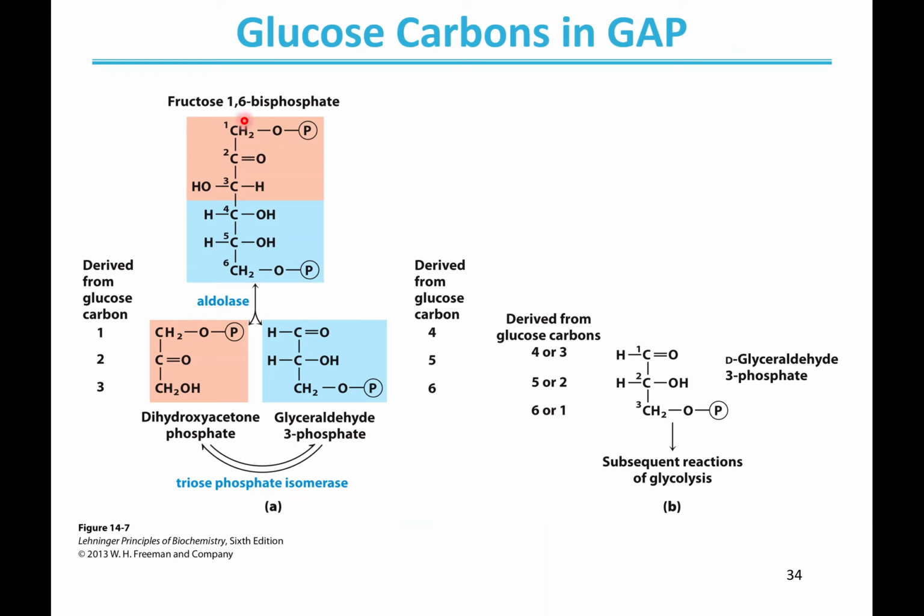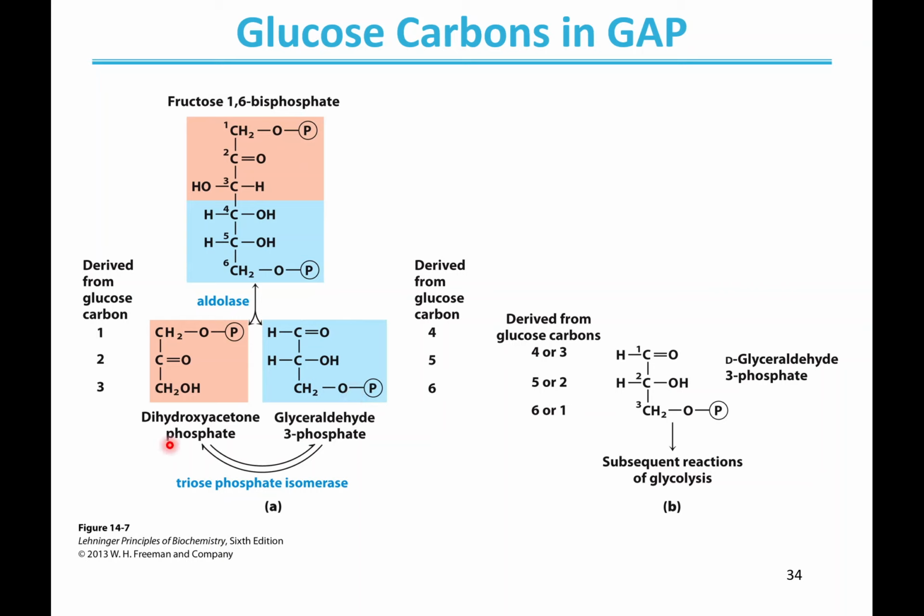This is another figure that I think is actually pretty good at summarizing the preparatory phase of glycolysis in terms of where each carbon ends up. So this is fructose 1,6-bisphosphate, with carbons 1 through 6 numbered as they would be in glucose. After aldolase, carbons 1, 2, 3 are on the DHAP, and carbons 4, 5, 6 are on glyceraldehyde 3-phosphate. But then this DHAP is going to be converted into a GAP.